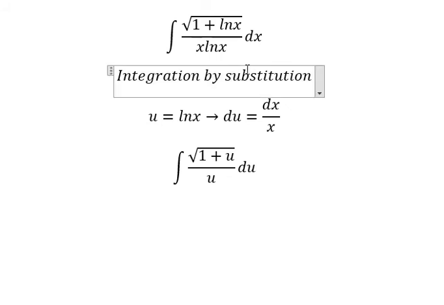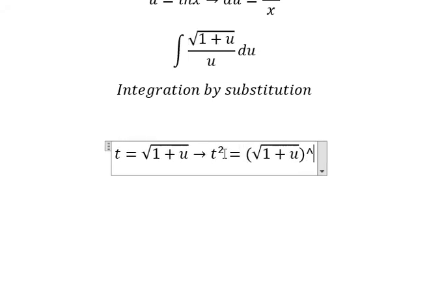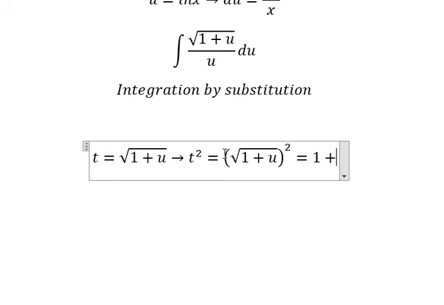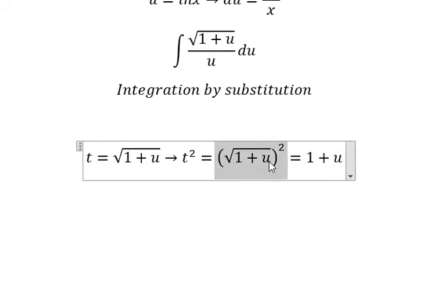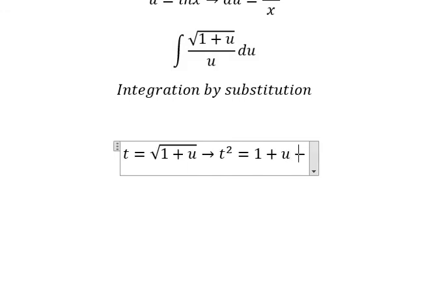Next, we use integration by substitution again. Now, I will put t equals the square root of 1 plus u. So I will square both sides to cancel the square root. So this one we have t squared equals 1 plus u. So I will move number 1 to the left.